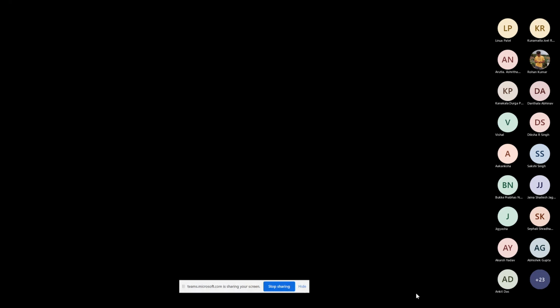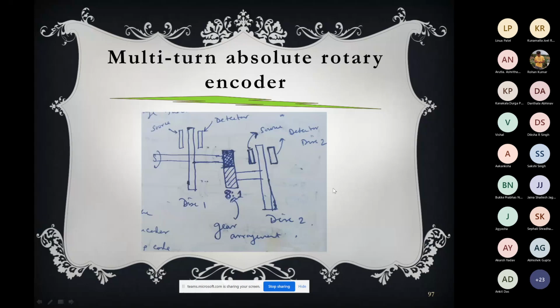Just one minute, one sentence I am telling. It is very simple. It has only a gear arrangement. It has two discs and a gear arrangement. It may be 8 to 1, or 12 to 1, or 16 to 1, or 4 to 1, whatever. And this consists of many tracks, 10 to 12 tracks, and these discs depend on the gear arrangement. So if it is 1 to 8, you may have 3 tracks, because 2 to the power 3 is 8. If it is 2 to the power 4, 1 to 16, you must have 4 tracks here. And if you have 1 to 4, you might have 2 tracks here.